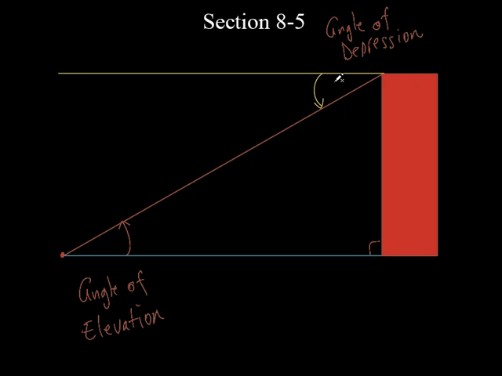So angle of depression: you're looking straight out, horizontal. And then if you look down, the angle that's formed with the horizontal and that line of sight, that right there is your angle of depression. So this is your angle of elevation. This is your angle of depression.